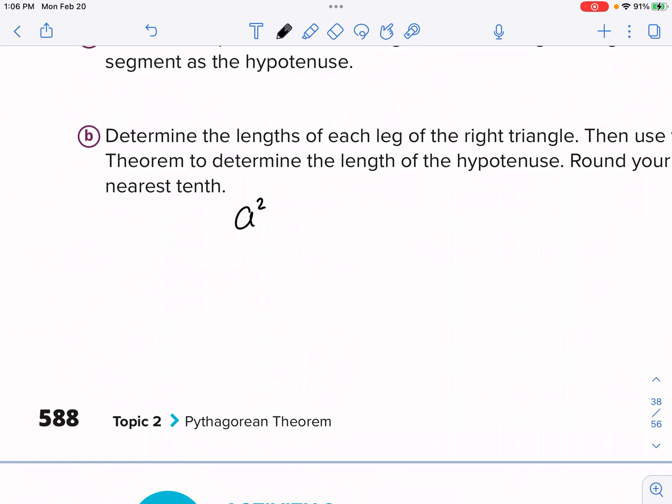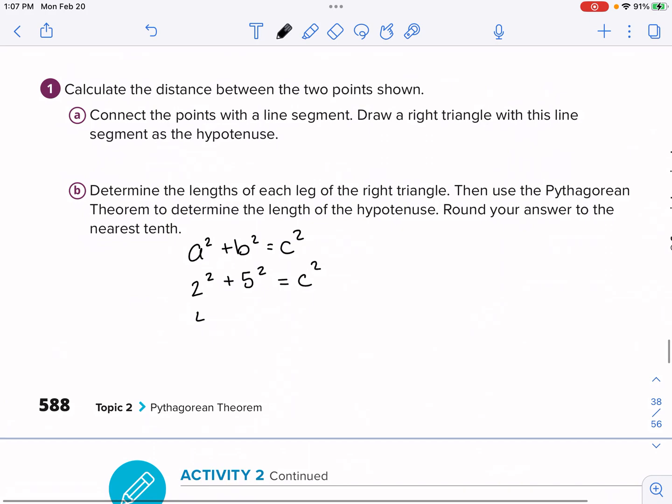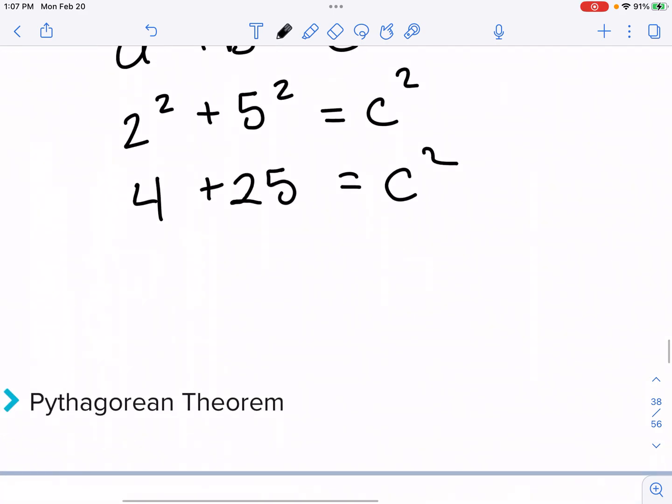So rewriting the formula, a squared plus b squared equal to c squared, where we've been working with this. I'm going to plug in 2 squared plus 5 squared equal to c squared. Okay, so 2 squared, 2 times 2 is 4, 5 times 5 is 25, equal to c squared. And when we find the hypotenuse, we combine like terms, so 4 plus 25 is 29, equal to c squared. So that's not our final answer, right?